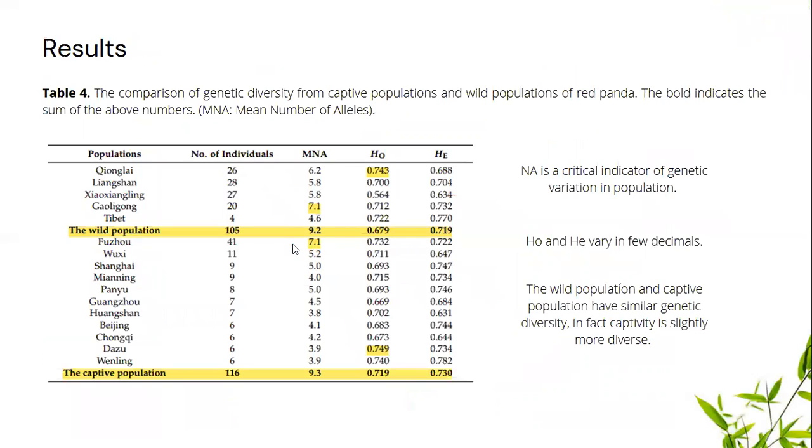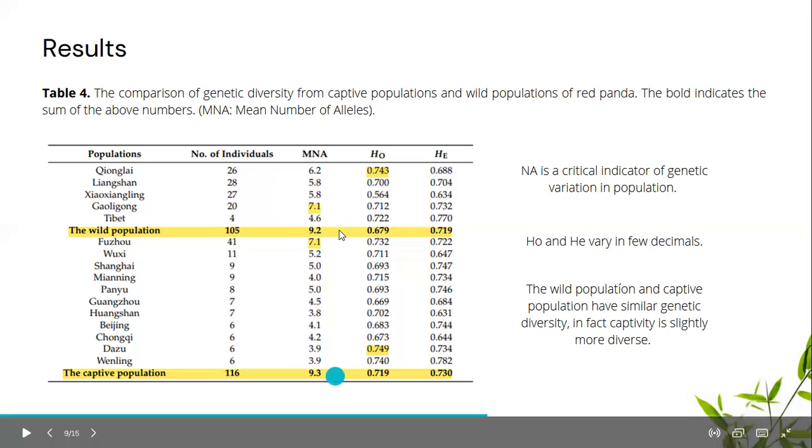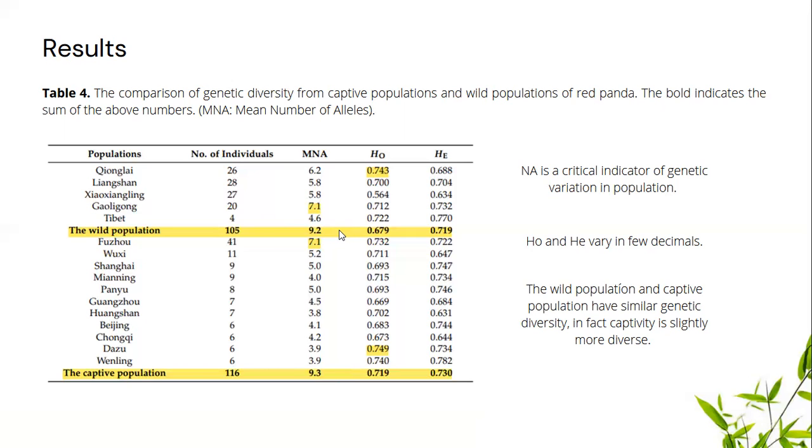In the results, we have the comparison between the genetic diversity of the captive and wildlife populations. The mean number of alleles is a critical indicator of genetic variation. We can see that the Wyoming has a 7.1 number of alleles, the same as the Fuzhou Zoo that has 7.1. And we can see that the observed and expected heterozygosity vary in a few decimals, not really much. The wildlife population has a similar genetic diversity as the captive population. So we see 9.2 and 9.3, the captive population being slightly more diverse.